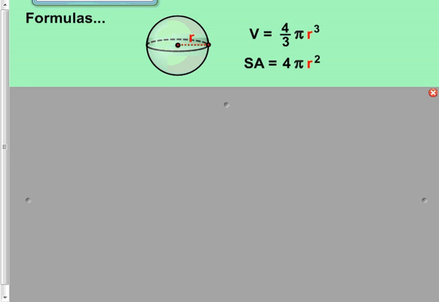At any rate, our formulas are: the volume equals 4/3 times pi times the radius cubed. And of course, the radius is being cubed because volume is a three-dimensional measurement. Surface area's formula is 4 times pi times the radius squared. And the radius is squared because surface area is a two-dimensional measurement.